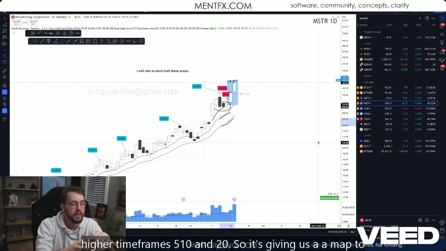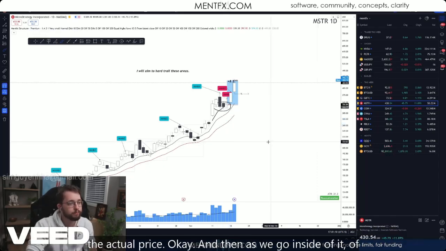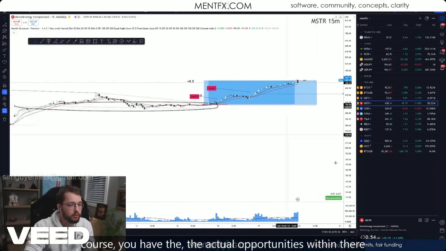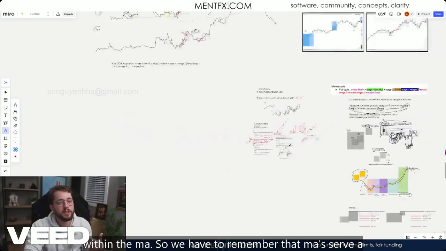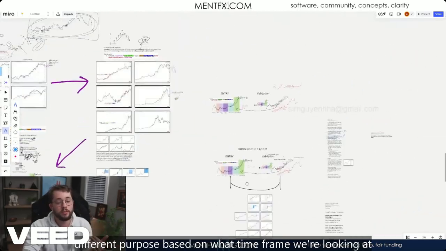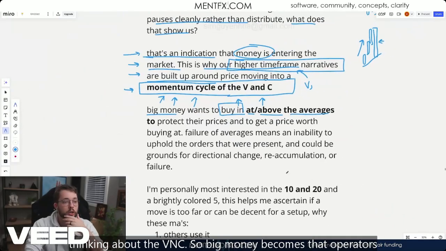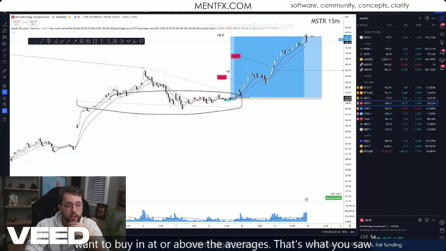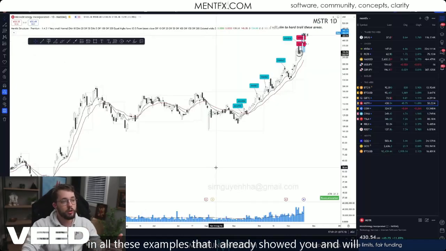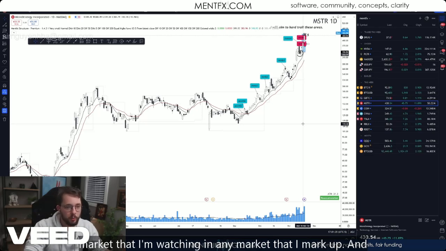So it's giving us a map to where it makes sense to watch the actual price. And then as we go inside of it, of course, you have the actual opportunities within the MAs. We have to remember that MAs serve a different purpose based on what timeframe we're looking at them on, but at the moment, let's forget that and continue thinking about the VNC. So big money, the composite operators, want to buy in at or above the averages. That's what you saw in all these examples that I already showed you and will show you in other trades that I've taken in any market that I'm watching.